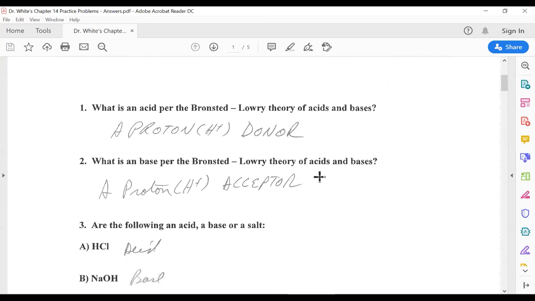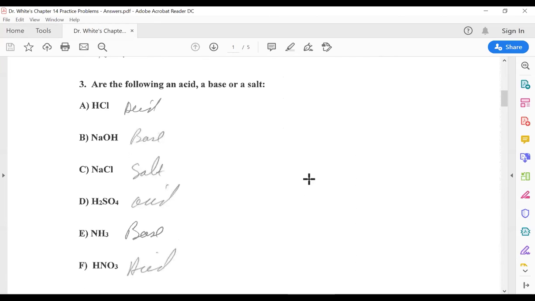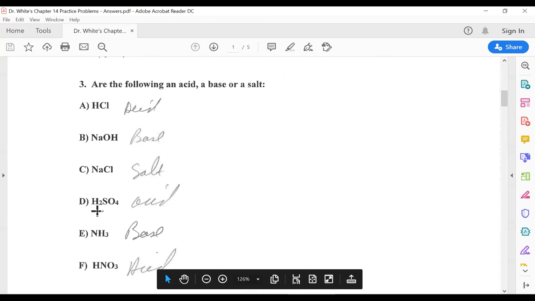Now, one thing I just realized I didn't talk about in the review, but it will be in the problem set I'll go over, is conjugate acids, conjugate bases. All right, you should be able to identify which are the following, acid, base, or salt. Now, for most of the acids for this class, if it begins with an H, hydrogen, it's an acid. So A, hydrochloric acid, acid, D, sulfuric acid, acid, and F, begins with an H, nitric acid.